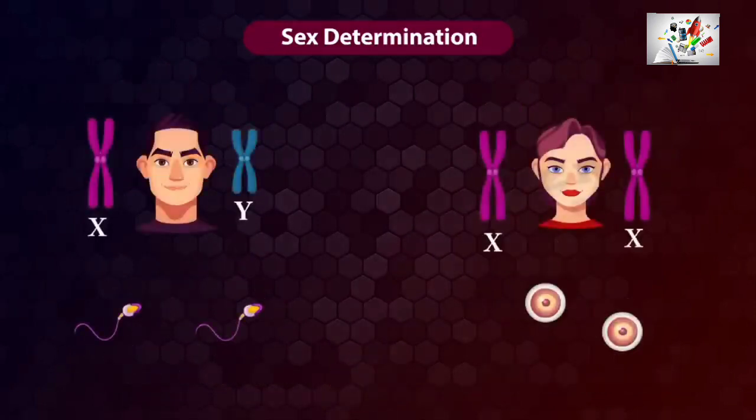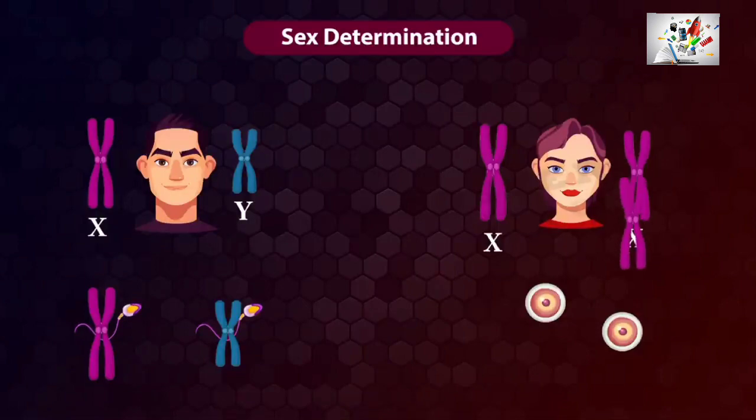In males, when the gametes are formed, only 1 sex chromosome is passed to them. It can be either X or Y. So some sperm cells are formed with X and some with Y. Whereas in the case of female gametes, all are X. So all egg cells carry the X sex chromosome.